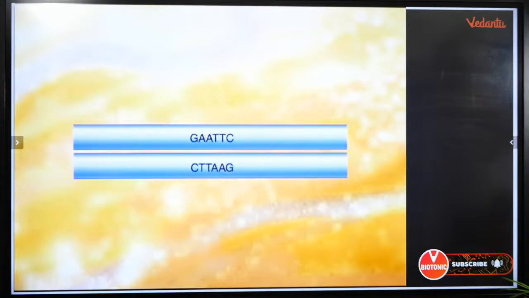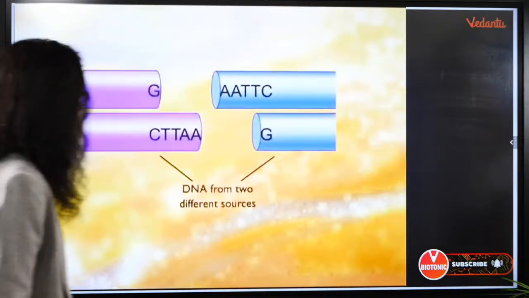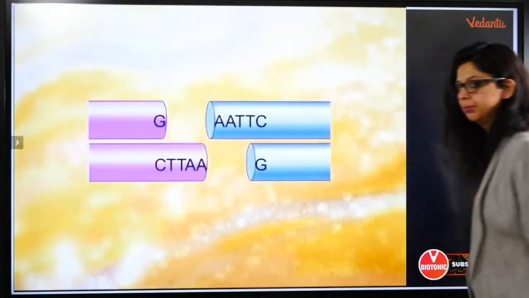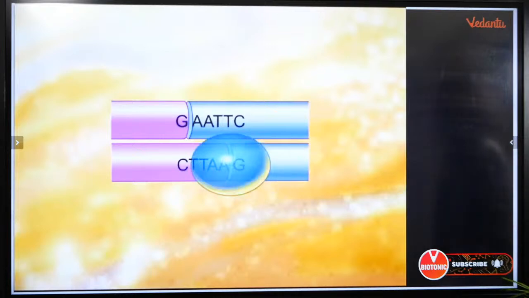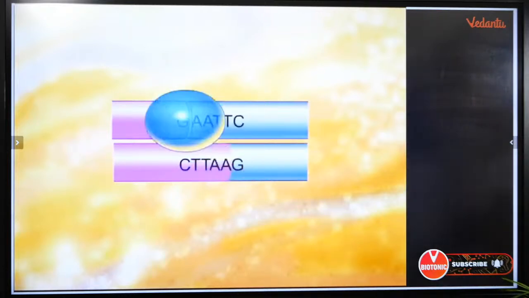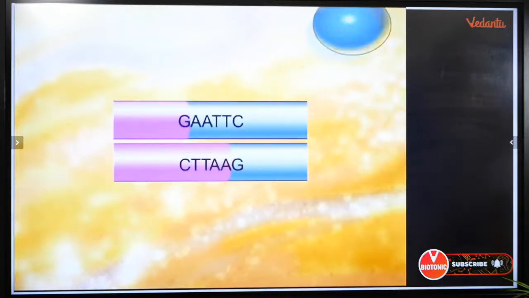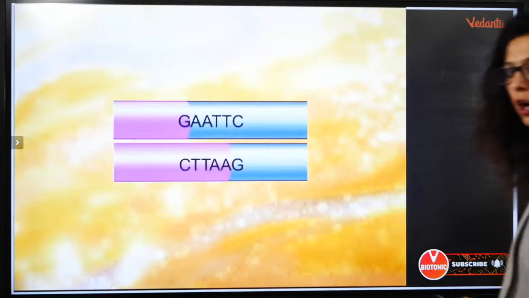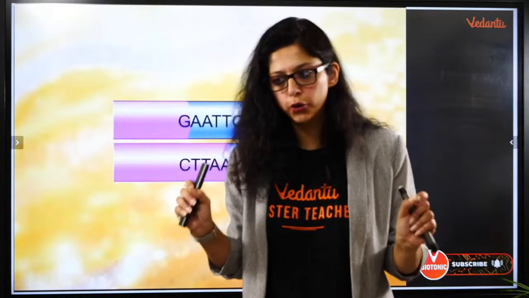What makes restriction endonucleases so valuable is that any two fragments of DNA produced by the same restriction endonuclease can be joined. I will explain it again, don't worry. Restriction endonucleases are fundamental tools in genetic engineering. Ligase will come and join. I will explain the video again. Now I will explain the entire video to you again.